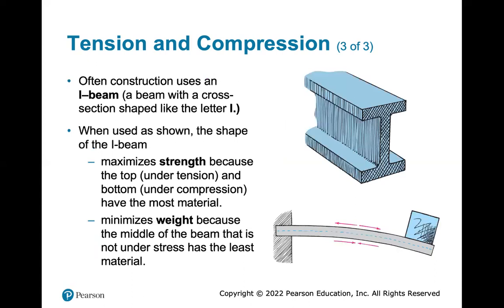Okay, often construction uses an I-beam, which is called an I because the cross section looks like the letter I. When used as shown, the shape of the I-beam maximizes strength because the top under tension and the bottom under compression have the most material. It minimizes the weight because the middle of the beam that is not under stress has the least material. So if the middle isn't under stress, you can remove that material. That saves on metal and saves on weight. That's why they use I-beams.